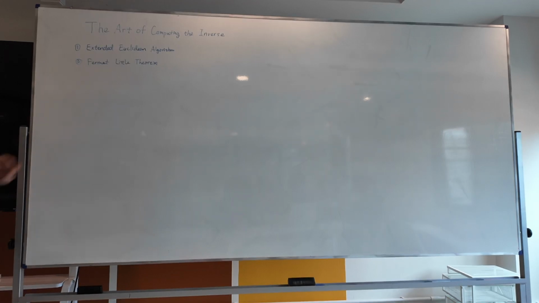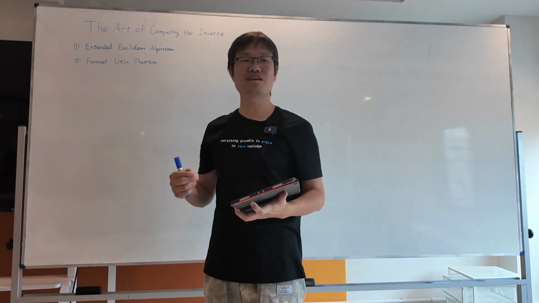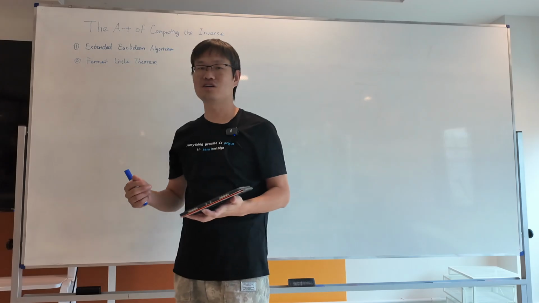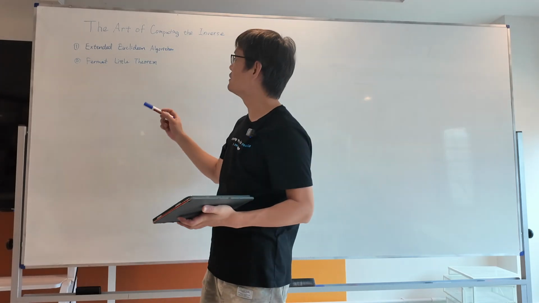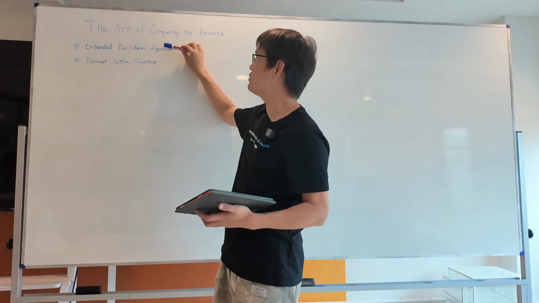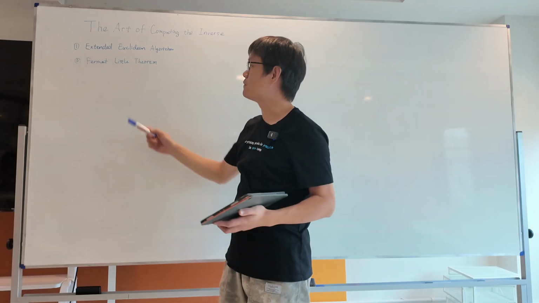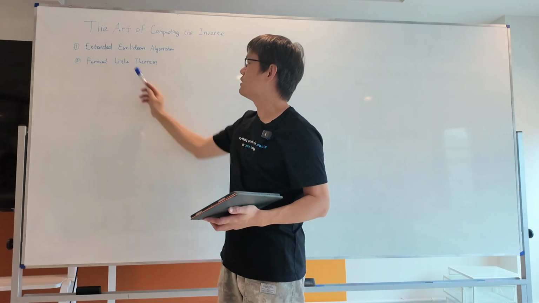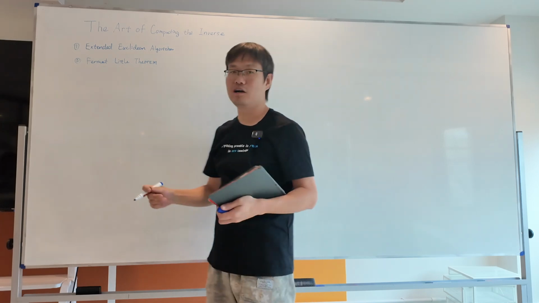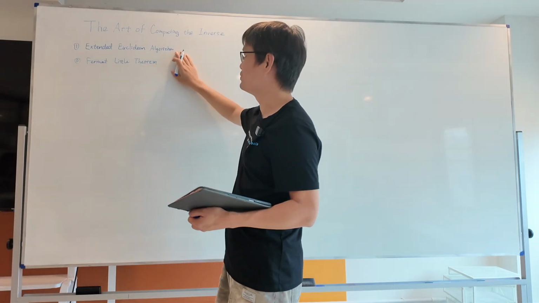Okay, so the title of this topic is the art of computing an inverse of finite field elements over a finite field. I think last week Jeff shared with us how to compute the inverse in a prime field using either of these algorithms. The first is the extended Euclidean algorithm. The second is the Fermat Little theorem. I'm not sure if I remember the formulas for these two algorithms.